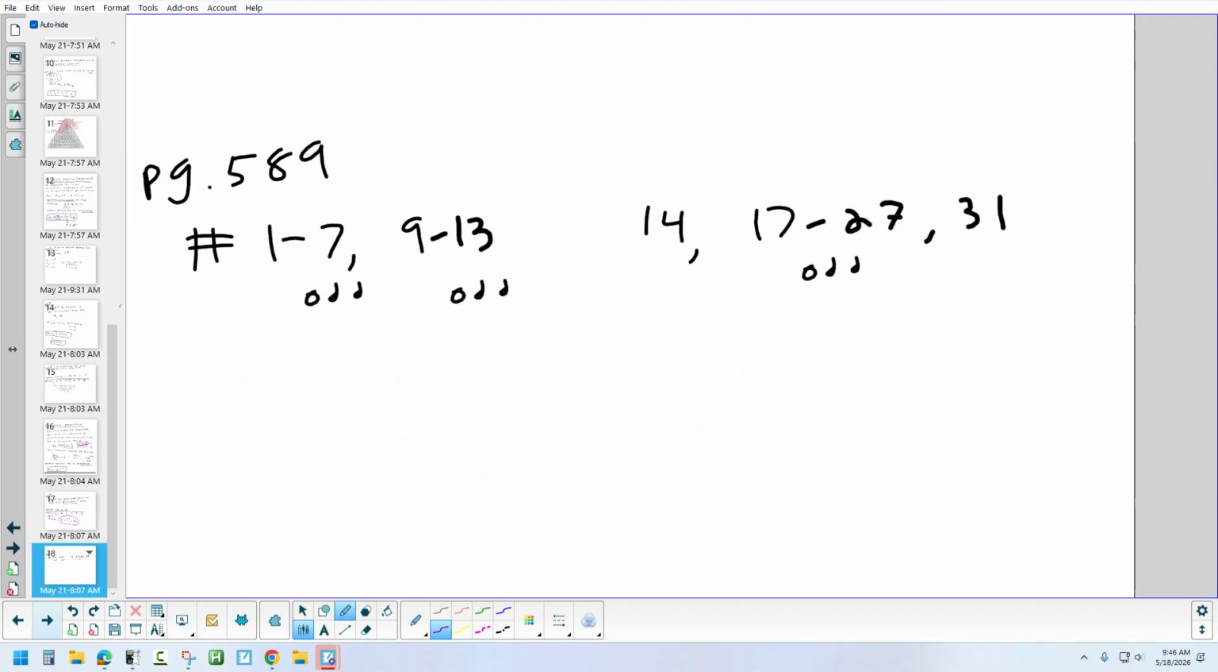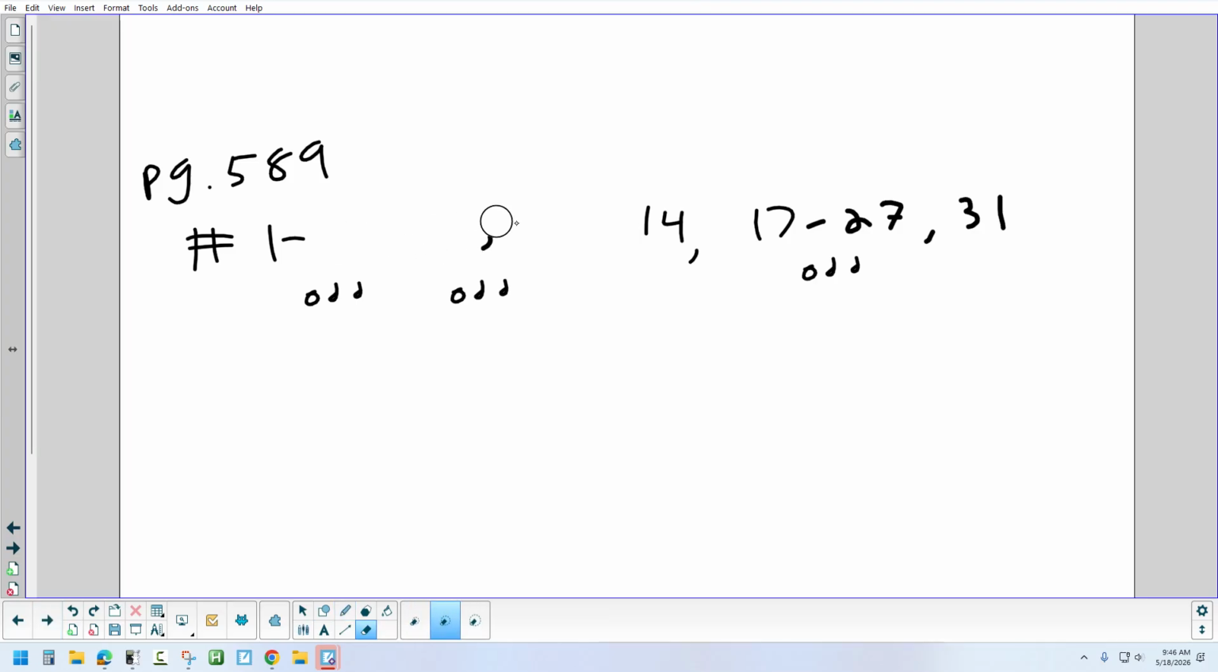All right, so the homework: 1 to 13 odd, and then 14, 17 to 27 odd, and 31.